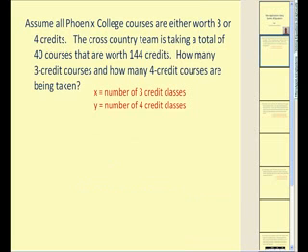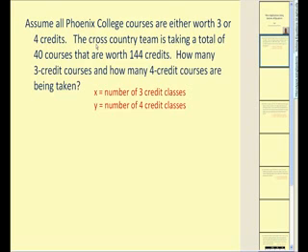The cross-country team is taking a total of 40 courses that are worth 144 credits. How many 3-credit courses and how many 4-credit courses are being taken? So the first thing is we need to identify our unknowns. Let's let x equal the number of 3-credit classes and y equal the number of 4-credit classes.